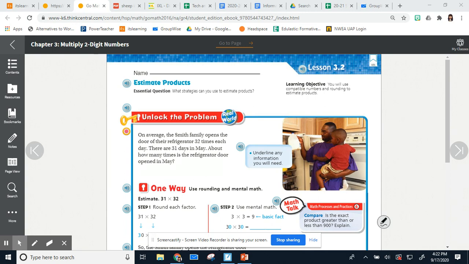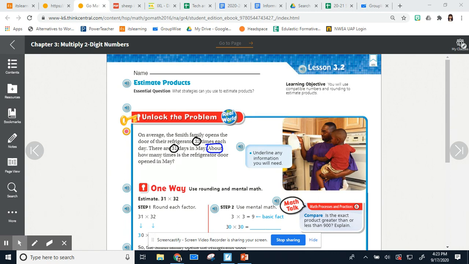There are 31 days in May. About how many times is the refrigerator door opened in May? So we are not looking for an exact answer here. We are looking for an estimate. So when I say the word estimate, that usually means we have to round.